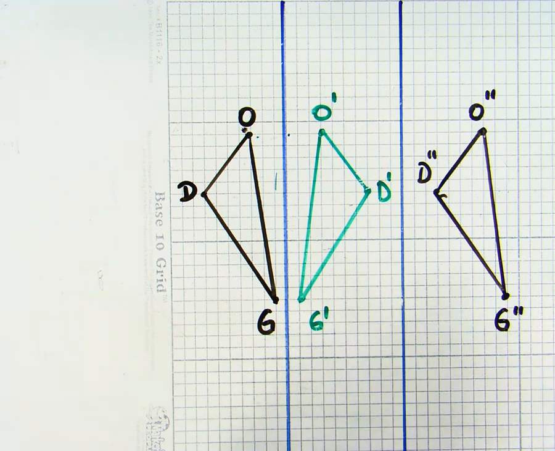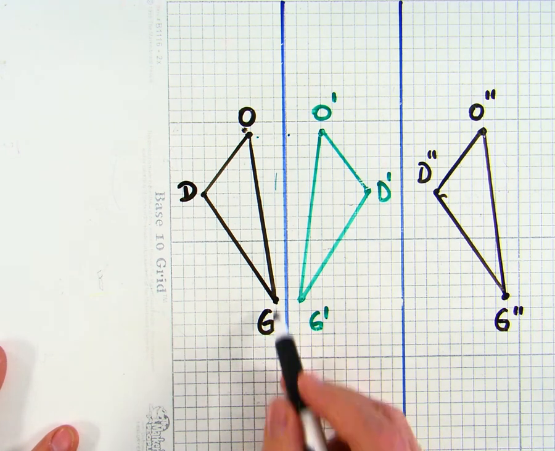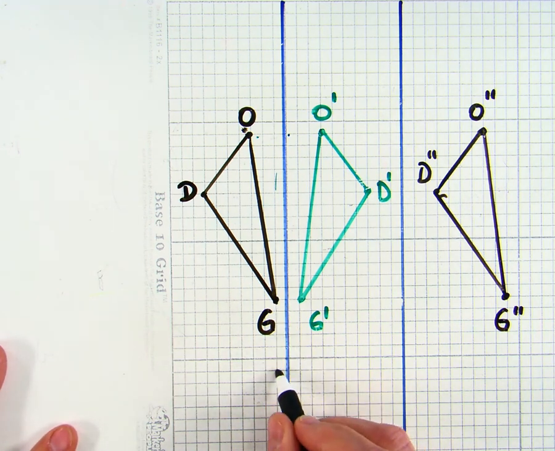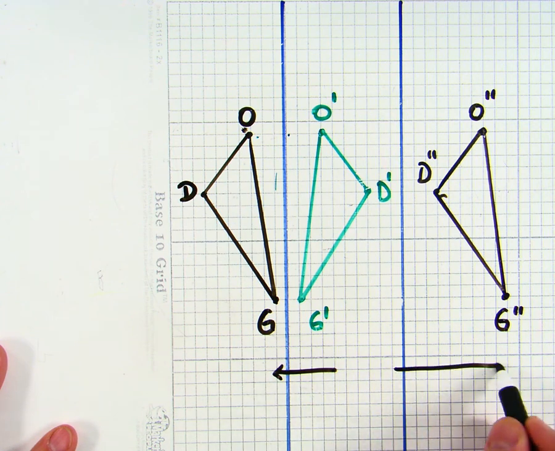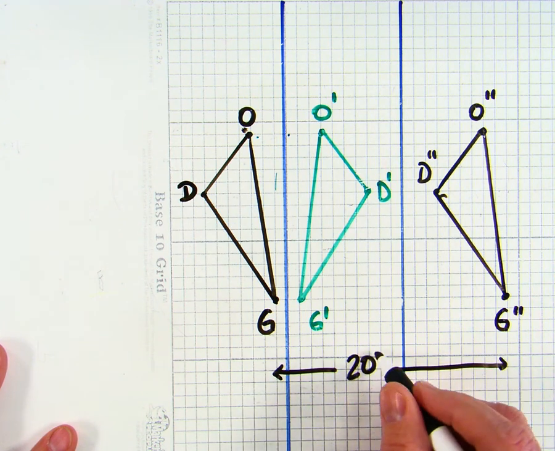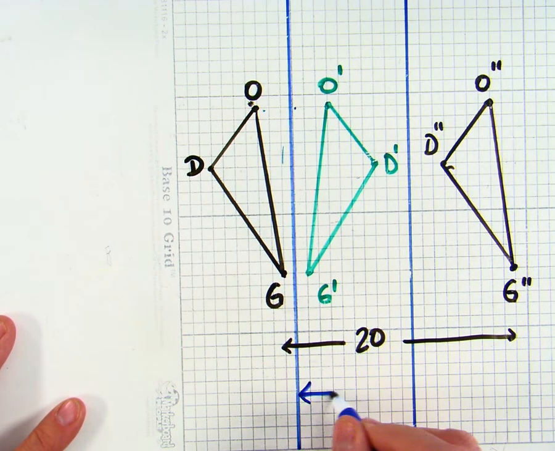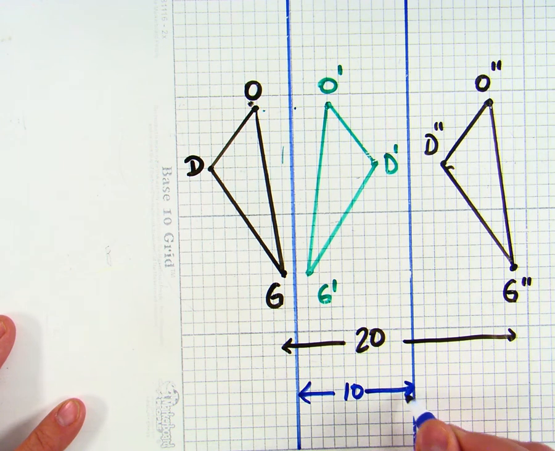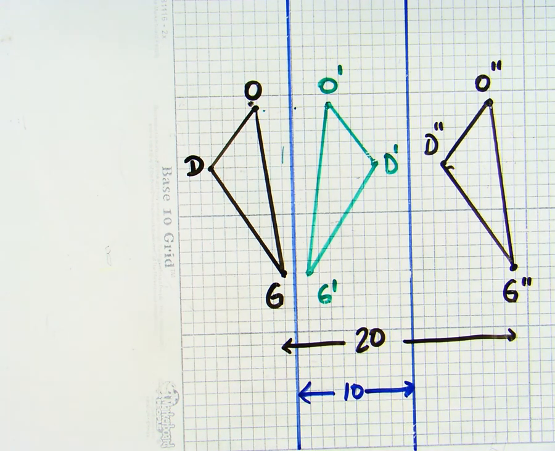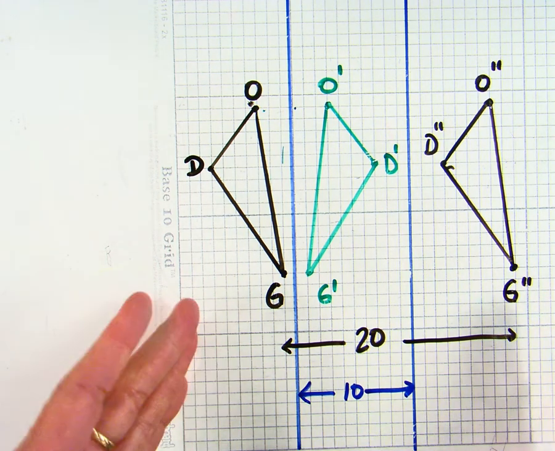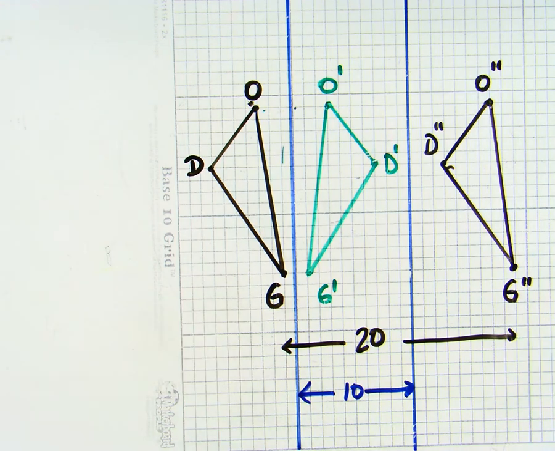First off, count how far it is from dog to dog double prime on a corresponding vertex. So for example, from G to G double prime, when you count it, you'll see on this grid it's 20 units. Notice that the 2 mirrors themselves are 10 units apart. What do we have here? We have 2 reflections from mirrors that are 10 units apart. Oh my goodness, the result is 2 figures that are 20 units apart.